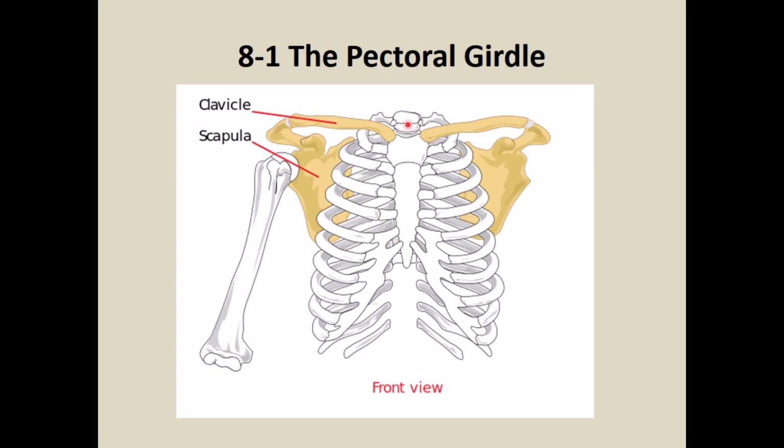So this is the pectoral girdle, or the shoulder girdle. So there's two different bones here. One is the clavicle and the other one is the scapula. So the clavicle is the one that articulates with sternum, which is part of the axial skeleton, and also clavicle here articulates with the scapula, and then the scapula articulates with the upper limb. So upper limb does not have any direct articulation with the axial skeleton.